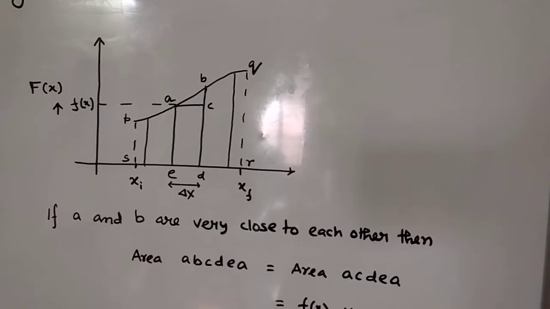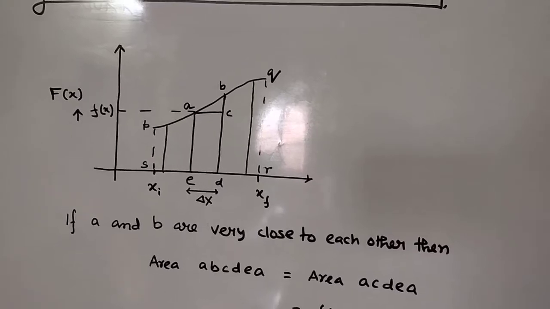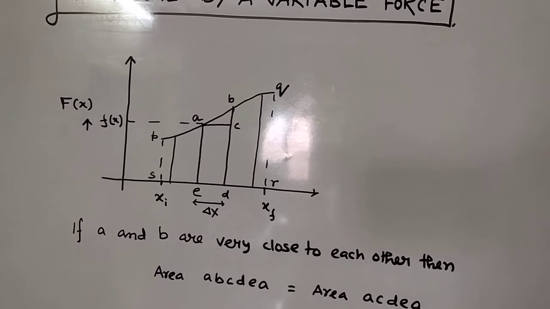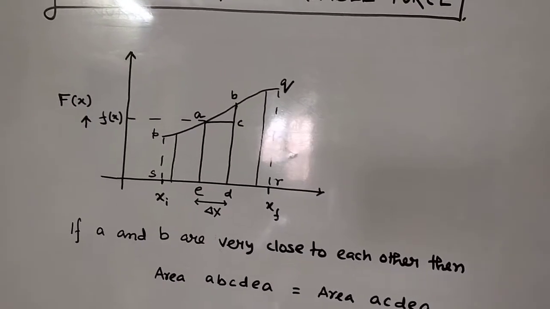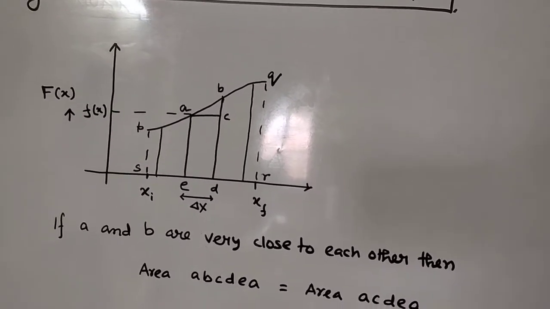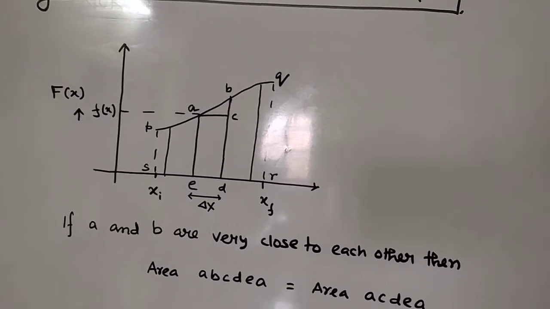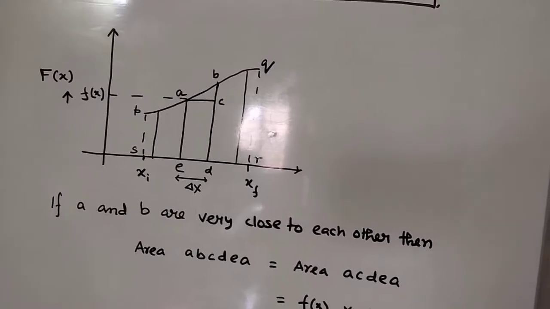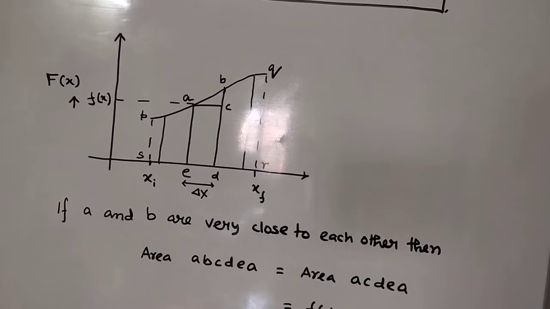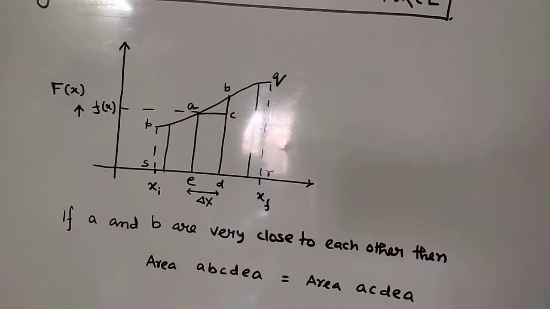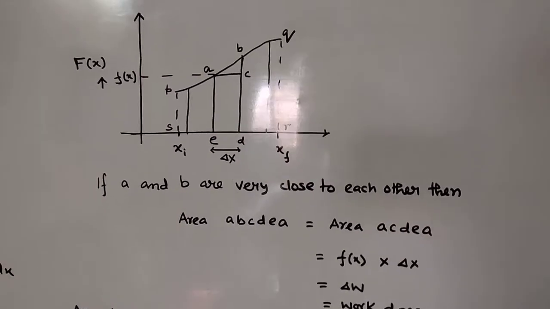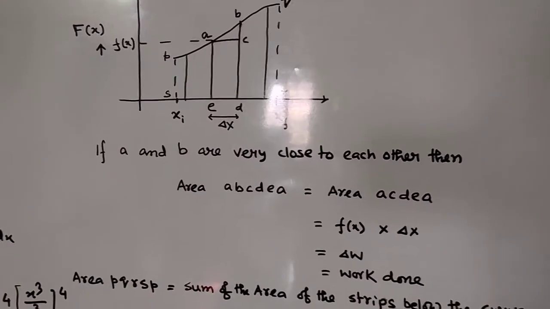very close 2 points A and B on the curve. So if A and B are very close to each other, then we have to drop lines, and it seems to be strips. In this way we can divide the area bounded by the curve PQ into strips of very small width, and in each case we find the area, and that area gives you the work done. If we sum up the areas, then we get the total work done under the curve PQ. So this is the work done for a very small width delta x when A and B are very close to each other.